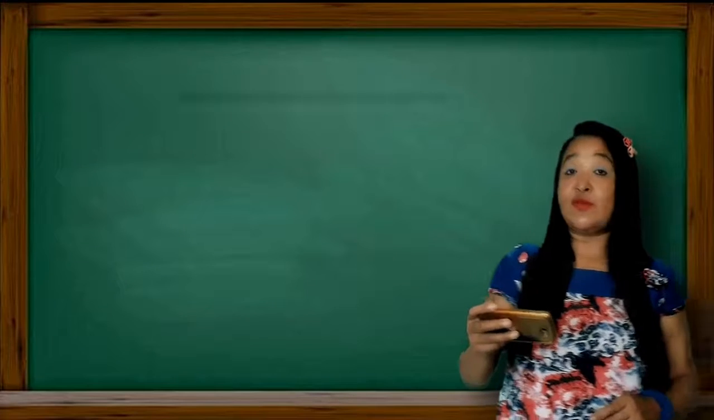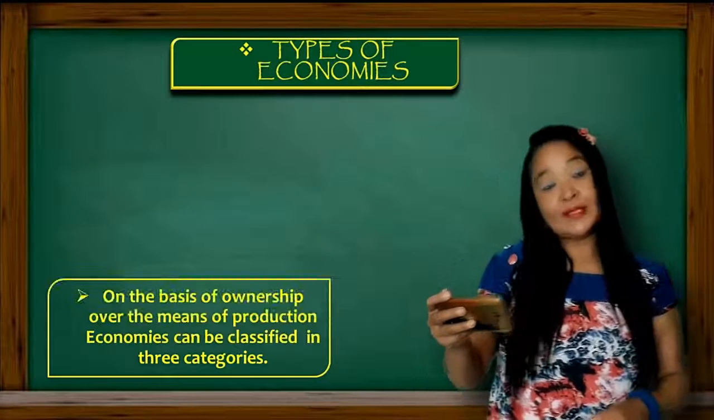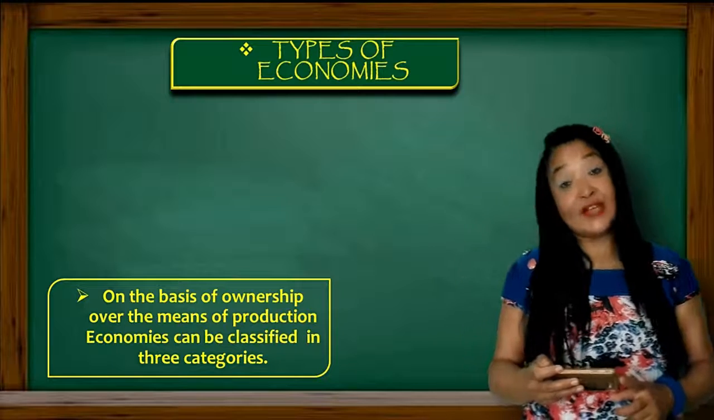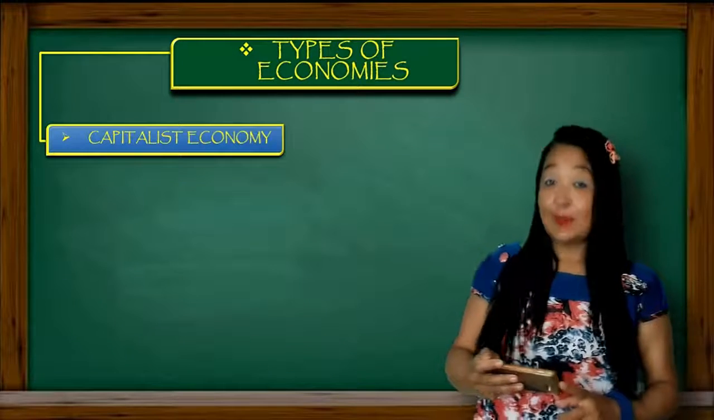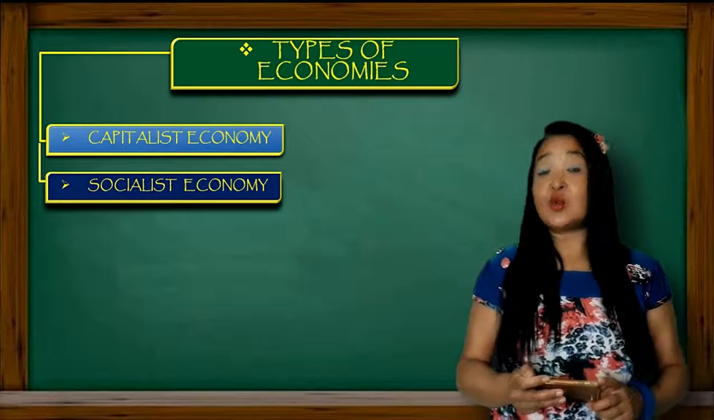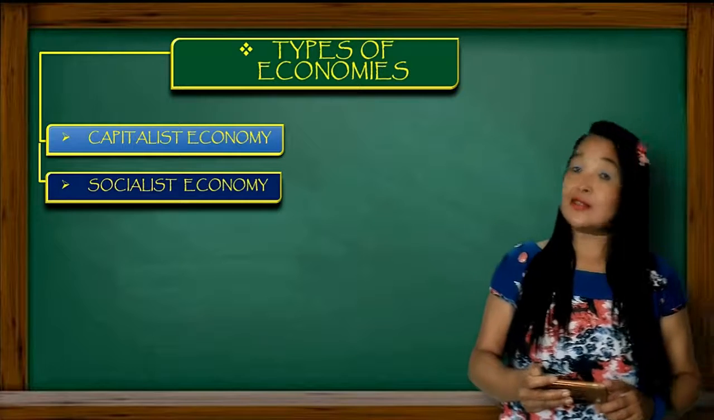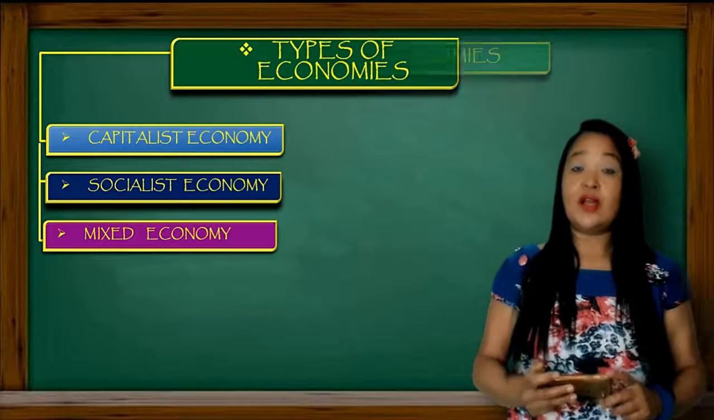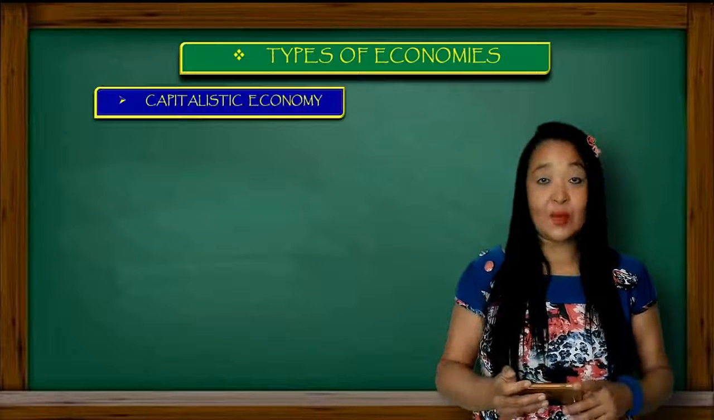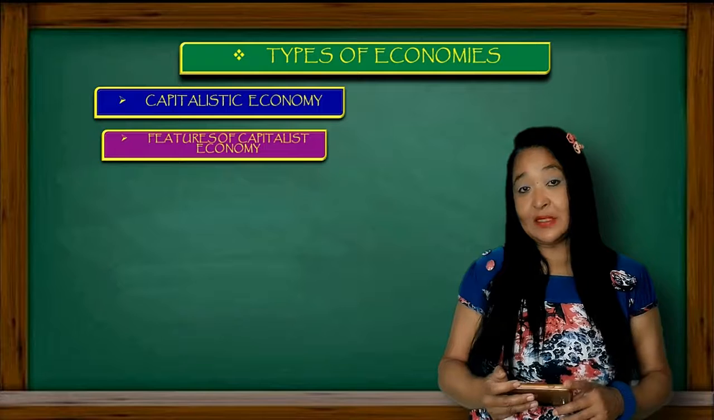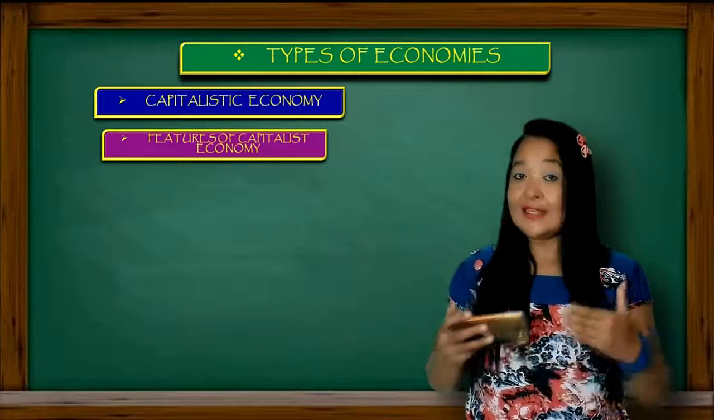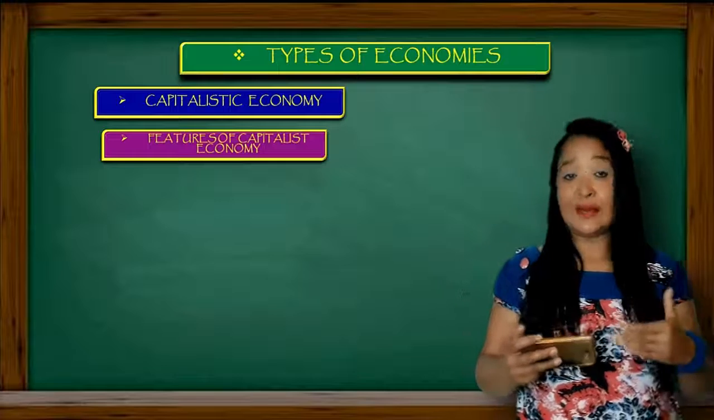Today's lesson: types of economy. On the basis of ownership of the means of production, economies can be classified into three categories. First is the capitalistic economy, second the socialistic economy, and the last is the mixed economy. In today's class we shall focus on what a capitalistic economy is and its main features. But before we go further, let's just discuss all three types of economy.